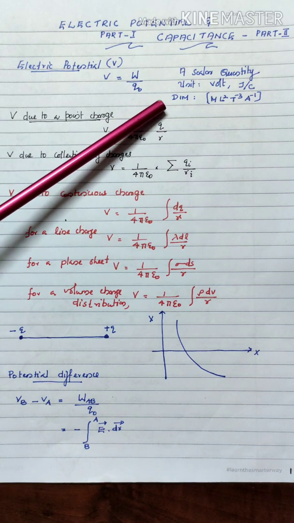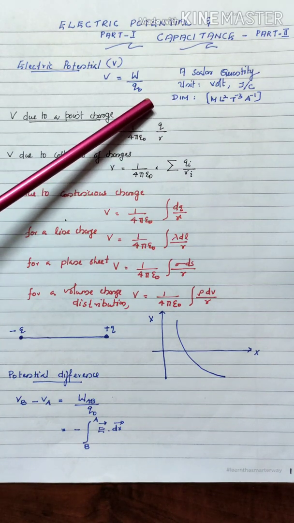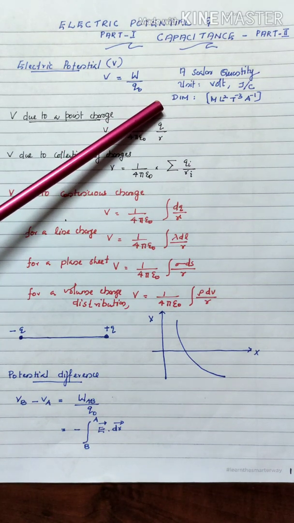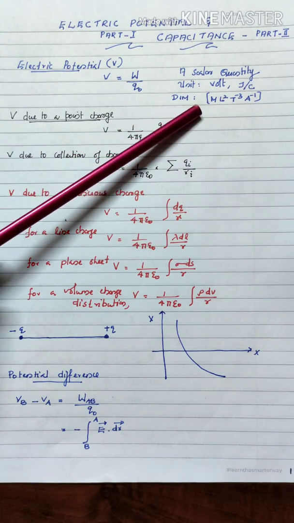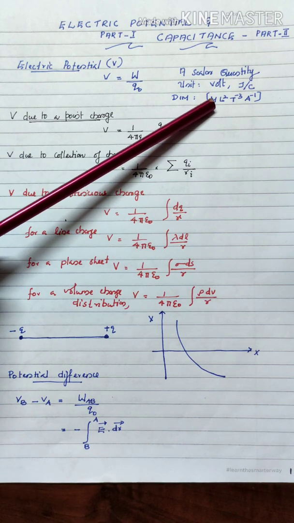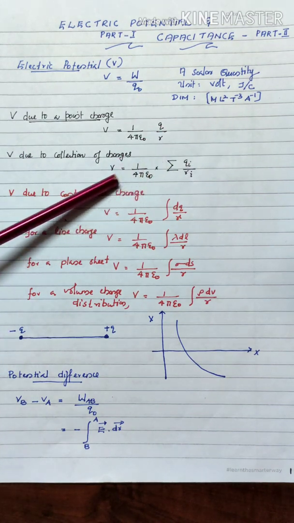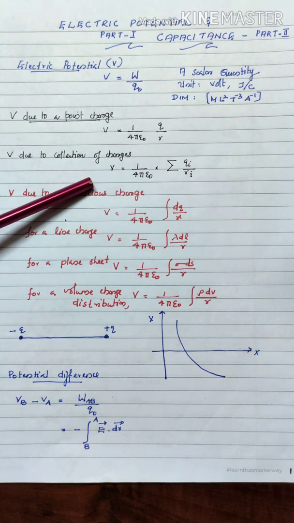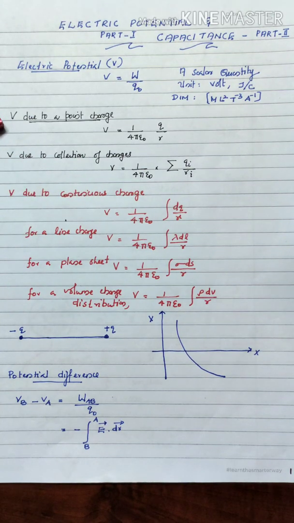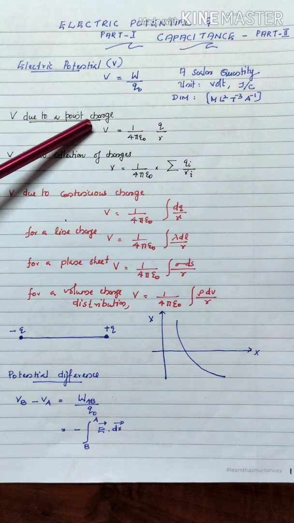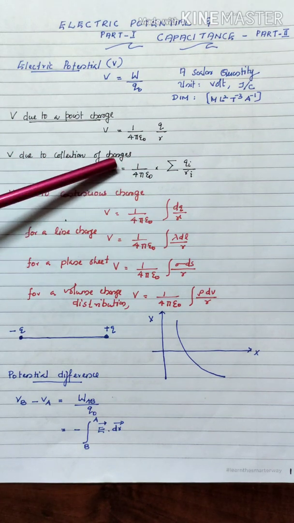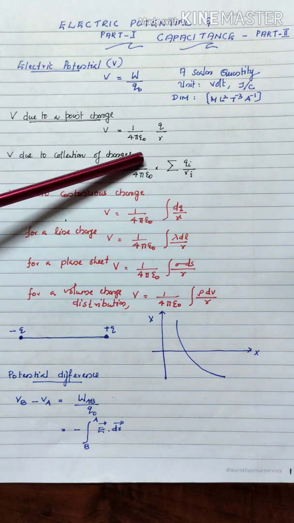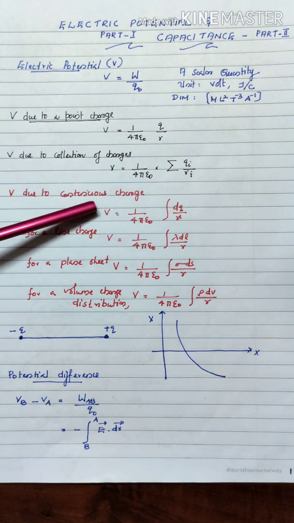And we are treating that potential as a scalar quantity, expressed in volt or joules per coulomb, with a dimension of ML squared T raised to minus 3 A raised to minus 1. We can just go through the simple equations in relation to the potential. The potential due to a point charge at a separation r we can find as V is equal to 1 by 4 pi epsilon 0 into Q by r.